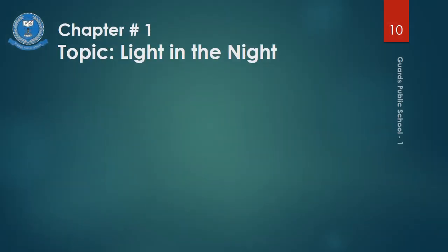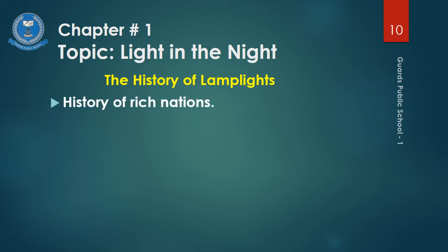The history of lamp lights. It provides information about the history of rich nations like London and Paris. By the early 1700th century, these cities had street lamps. In some areas, Paris had street lamps before London. It describes Paris and London as World Trade Centers and as rich cities of the globe.